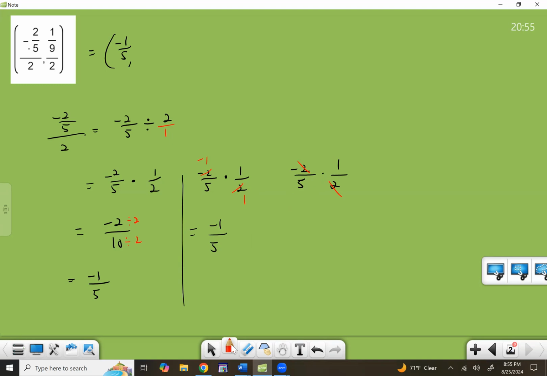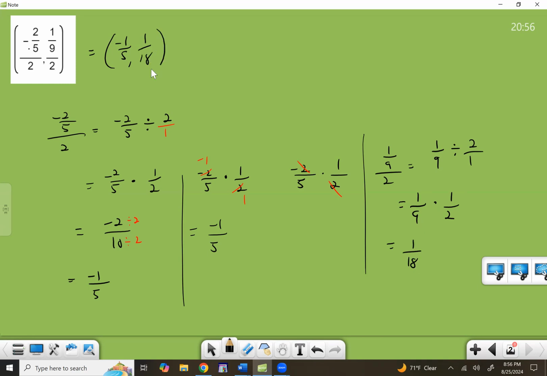All right, let's see how good you got at it. Let's try this next one. We're going to do it again, but this time for 1/9 divided by 2. So we're going to say 1/9 divided by 2 over 1. We're going to flip that second one, and there's no cross canceling that can happen this time. So we just multiply straight across. So 1 times 1 is 1 and 9 times 2 is 18.